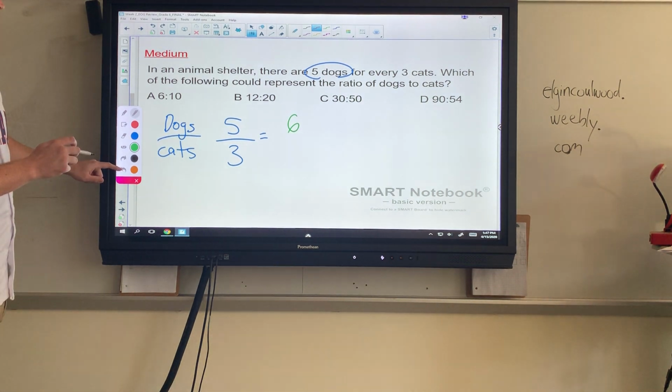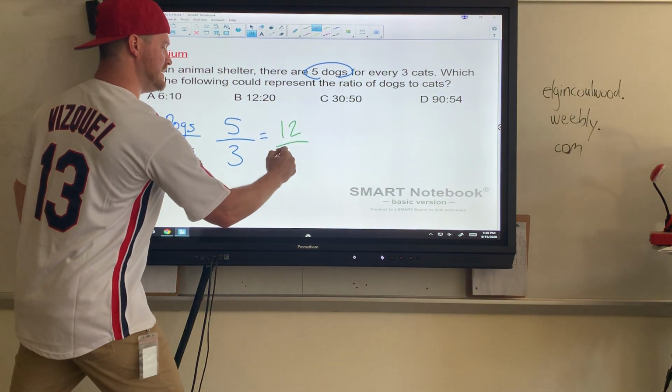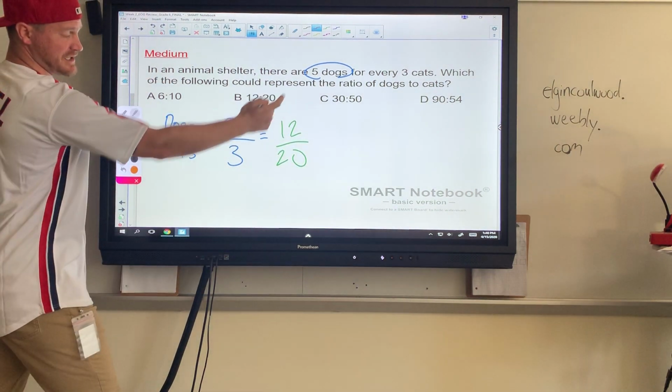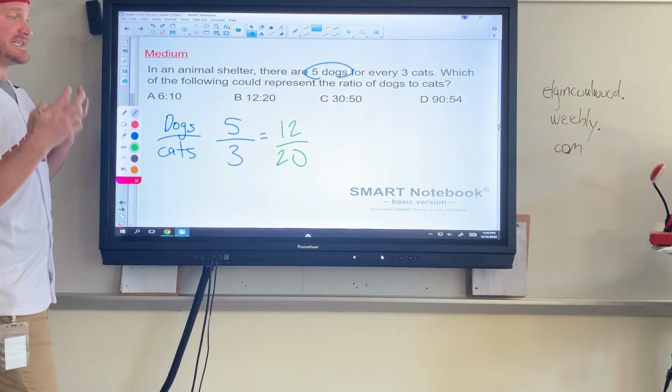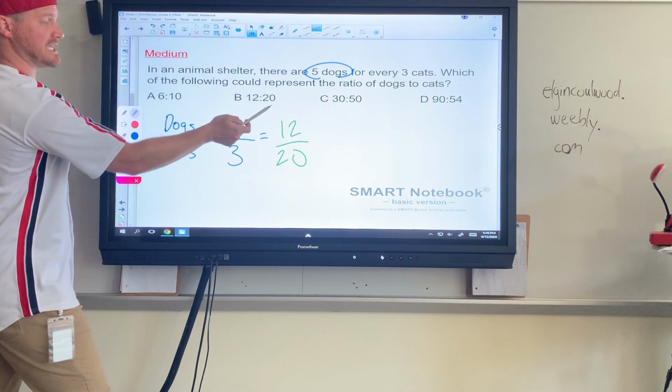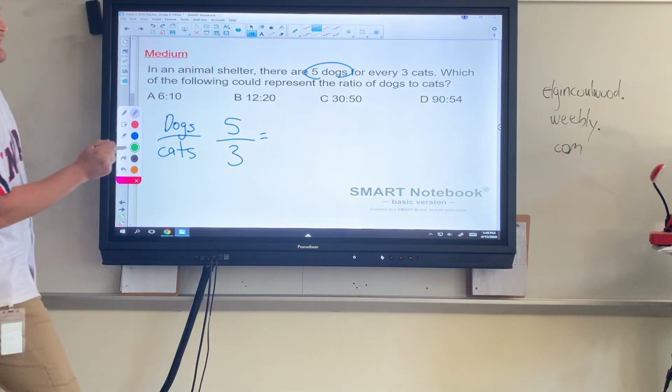If I'm looking at B, we have 12 to 20. Again, 5 doesn't go into 12 evenly, 3 doesn't go into 20 evenly, and really the biggest indicator, remember the numerator has to be greater than the denominator, so this B does not work as well.